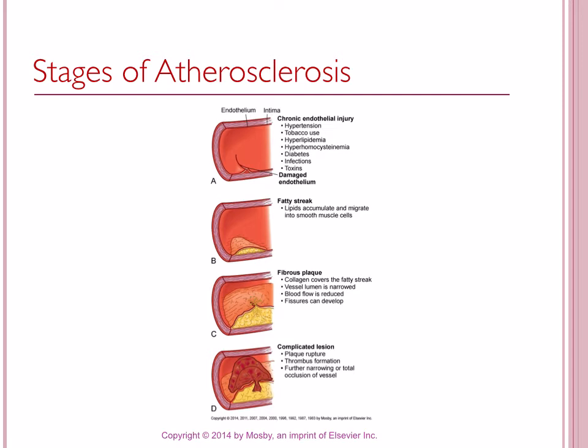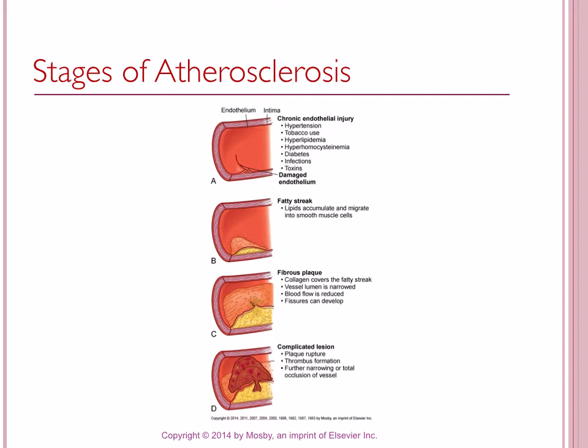The last stage is the complicated lesion stage. And here, this is the stage when there is a development of the atherosclerotic lesion, which is very dangerous. Now, as the fibrous plaque keeps growing, there is a continued inflammation which can result in plaque instability, ulceration, and rupture. And now, think of this, the plaque is becoming unstable, ulcerated, and it can rupture.